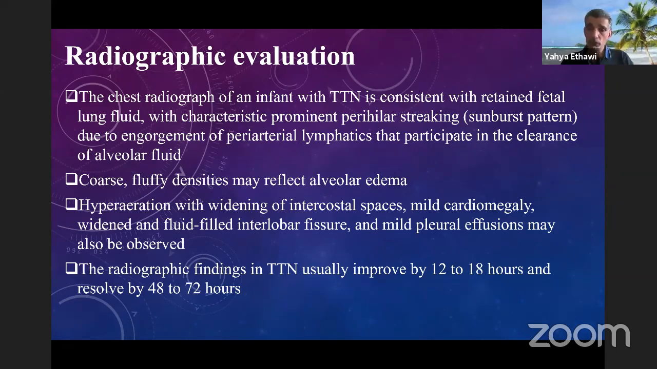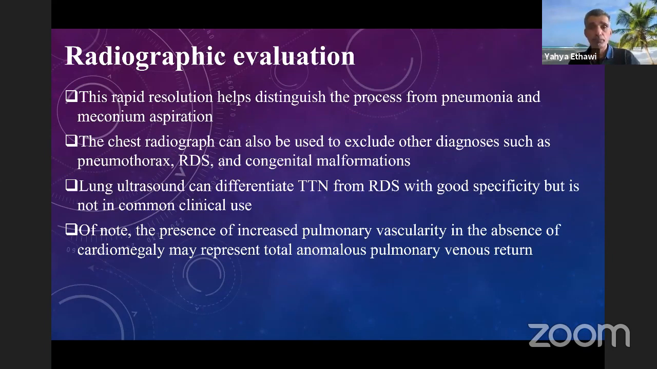The most important is these findings should resolve within 72 hours. And that's a good way to differentiate it from other pathology. Rapid resolution will distinguish it from pneumonia or meconium aspiration, because most of the meconium findings are coarse and patchy. But sometimes pneumonia, amniotic fluid aspiration, or meconium aspiration can look like TTN, though usually they do not resolve as quickly as TTN.